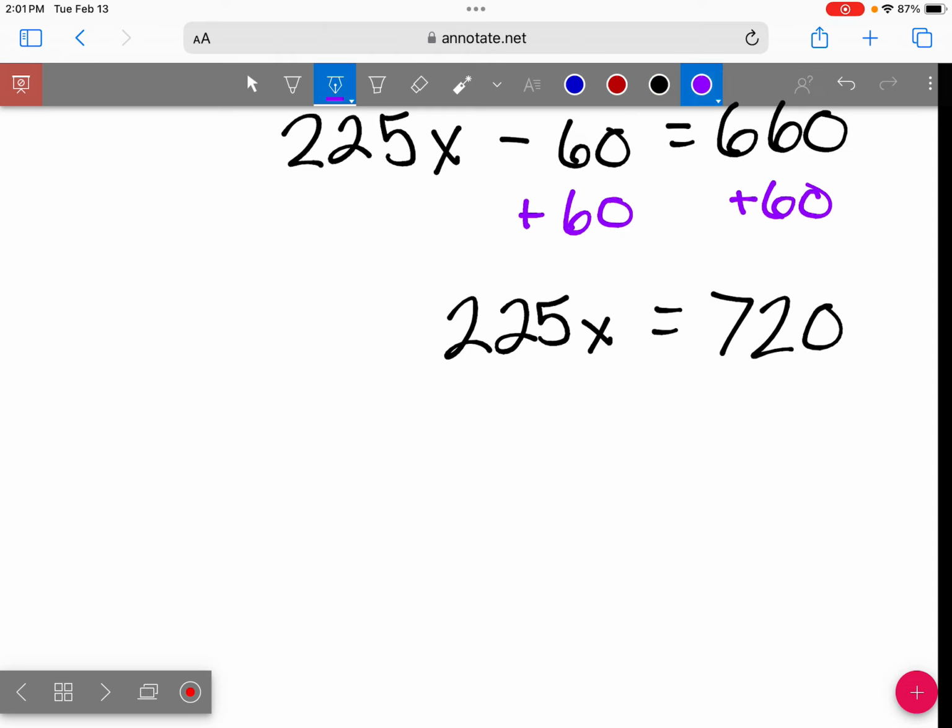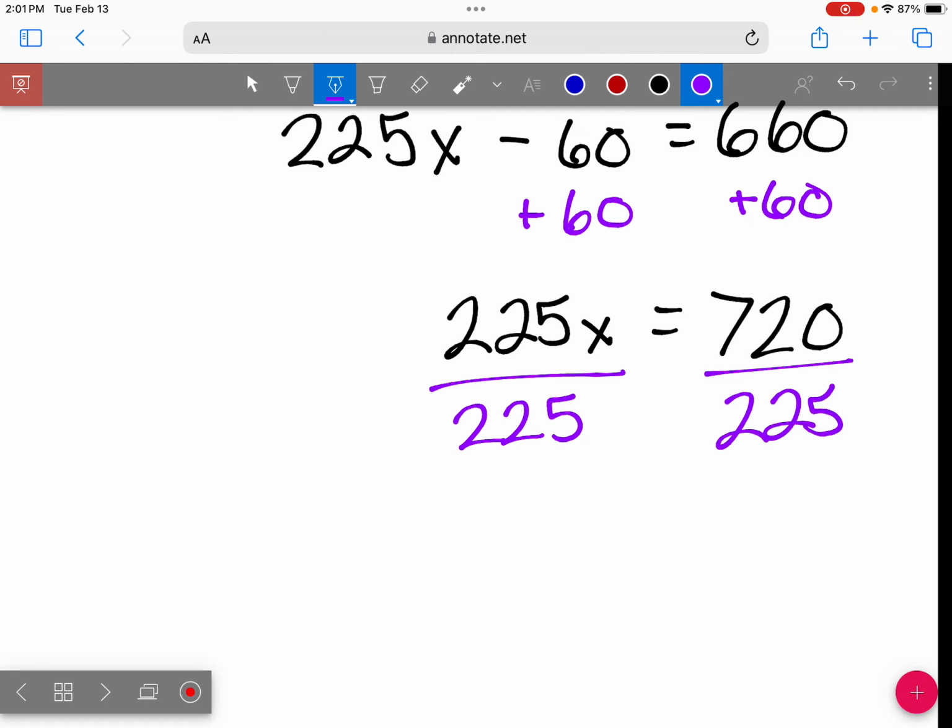How do we get x by itself? Divide by 225. What do we get? X equals 3.2. So what price should we set these toys at?